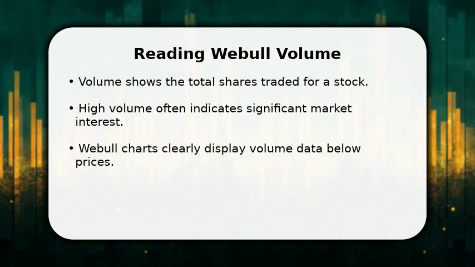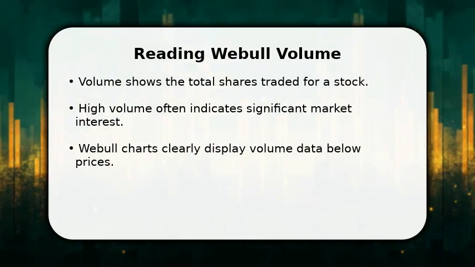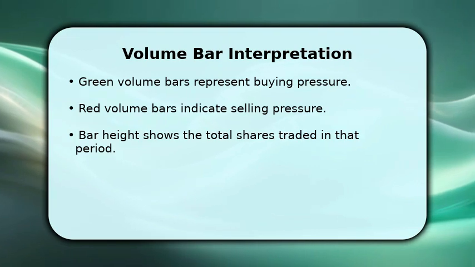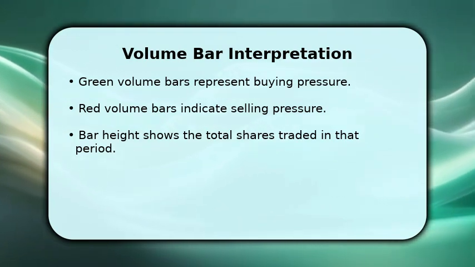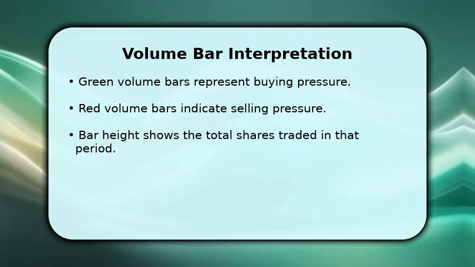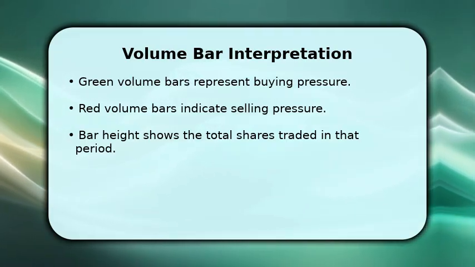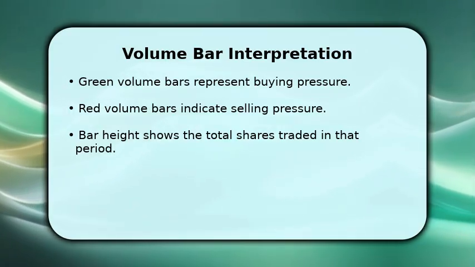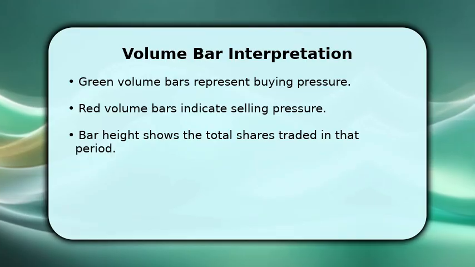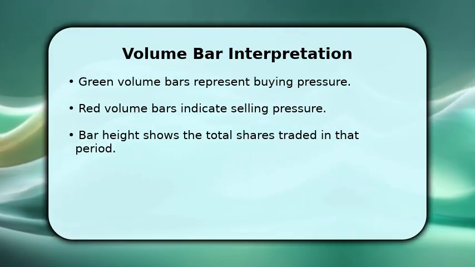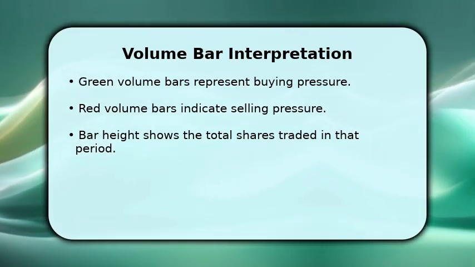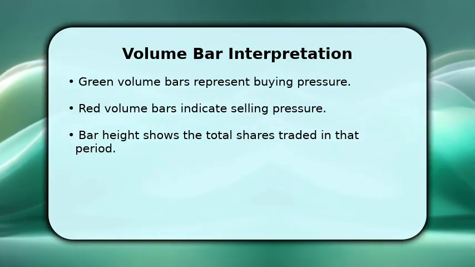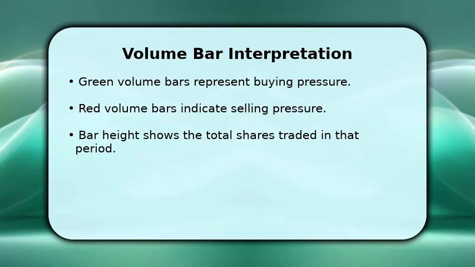Webull makes this data easy to access and interpret directly on your charts. When looking at Webull charts, you'll see volume bars below the price action. Typically, green bars signify that buying pressure was dominant during that period, while red bars suggest selling pressure. The height of each bar directly corresponds to the total number of shares traded. A taller bar means more shares changed hands, indicating higher activity.